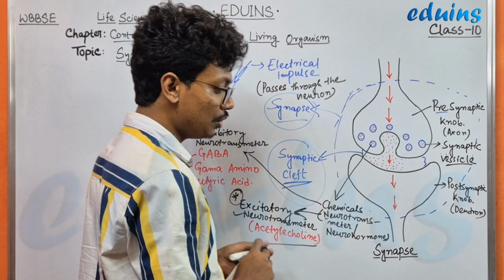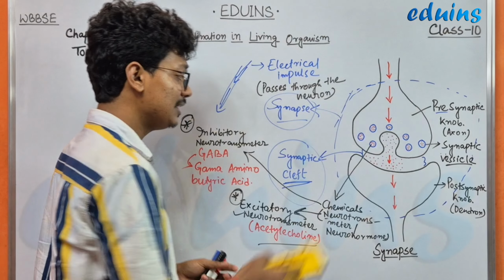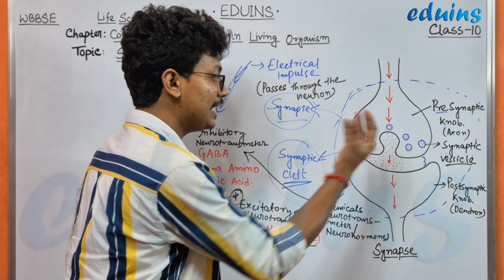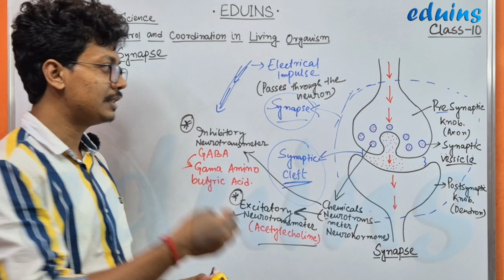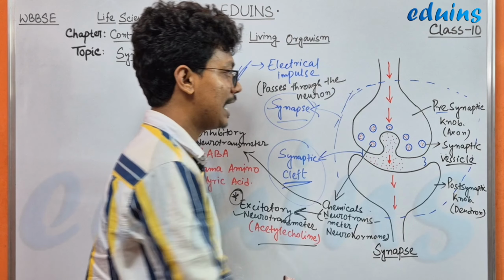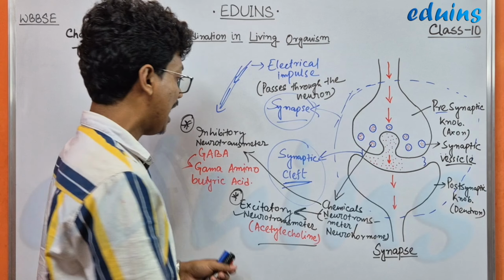So this neurotransmitter gets released when it fuses with the membrane of the presynaptic nerve. How?